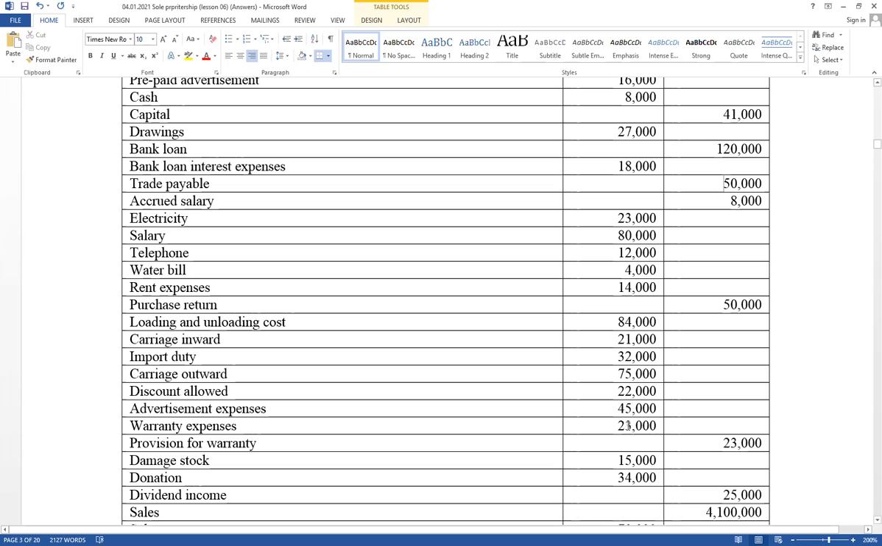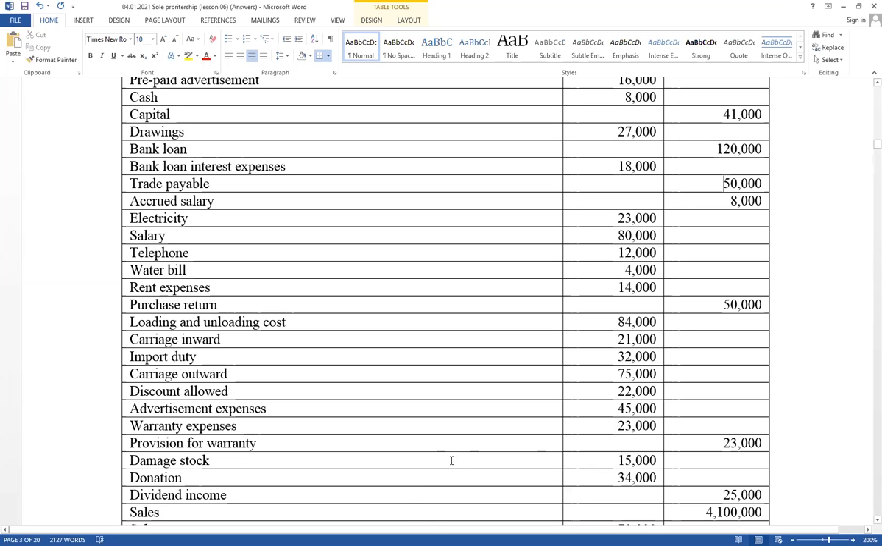Think about nowadays, all business organizations provide warranty facilities. Therefore, we have to get ready for that. If there is damage, we have to repair. Therefore, warranty expense account debit, provision for warranty credit. Warranty expense should be included under distribution expense, and provision for warranty should be included under current liability. Provision for warranty, current liability. Warranty expense, distribution expense.